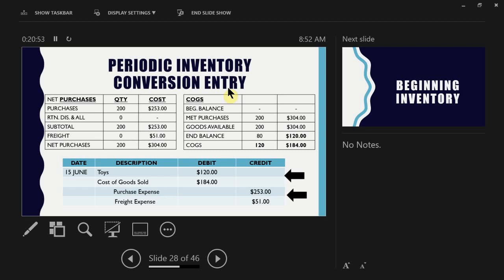Purchase expense is your total purchases amount, which is $253, plus the freight expense, a total of $51. If you double check your work, your total debits and total credits should be $304. They both equal on both sides. So that is it for the whole concept under LIFO. Any questions so far?